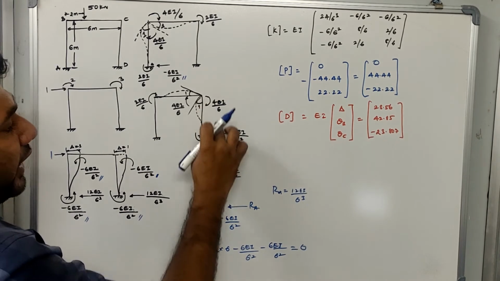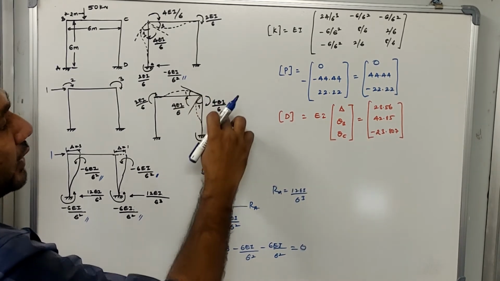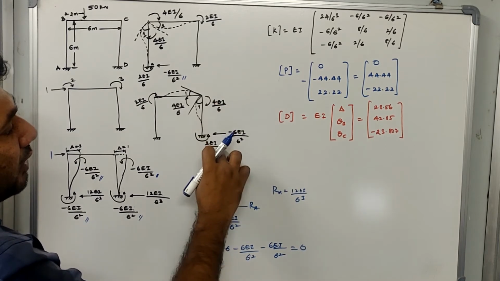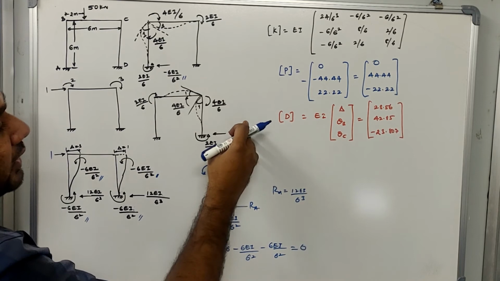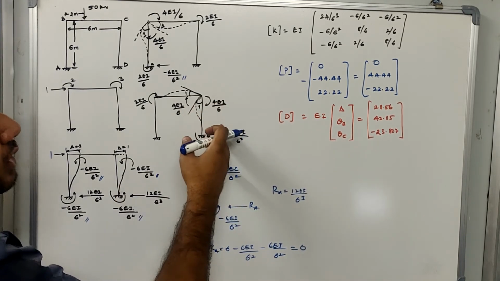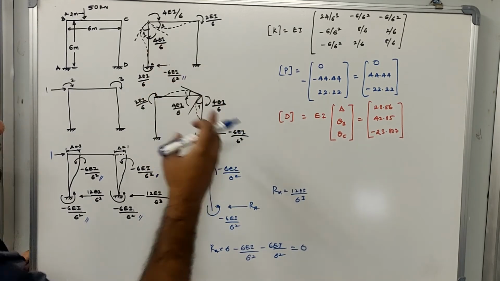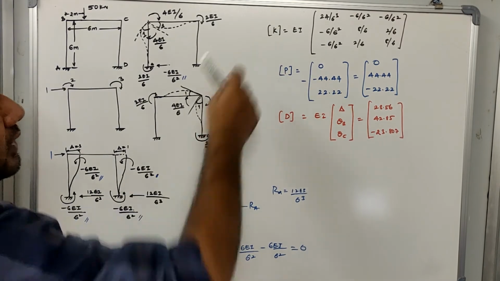We can calculate the reactions from these two moments in the column CD. So it will be 4 EI by 6 plus 2 EI by 6, so it will be 6 EI by 6 square. You try to solve this and determine how much is the reaction that you get here and here. Once you have solved all this, what is the next thing we need to do? The next thing we need to do is to develop the stiffness matrix. So let us develop the stiffness matrix over here.